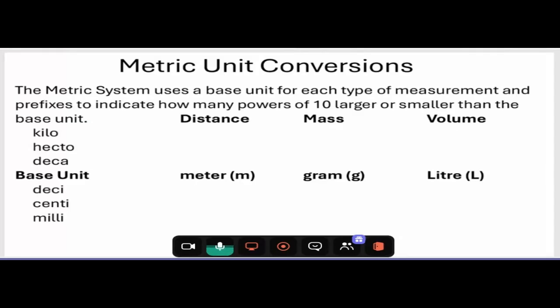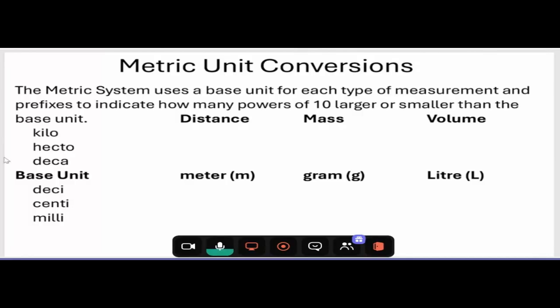And then there are prefixes that indicate how many powers of 10 away from the base you are. So kilo, hecto, deca, deci, centi, milli. These are derived from Latin words. Kilo is 1,000, hecto is 100, deca is 10, deci is a tenth, like a 10 but smaller, centi is 100th, and milli is 1,000th. So as I said, everything goes 10 times at every step.